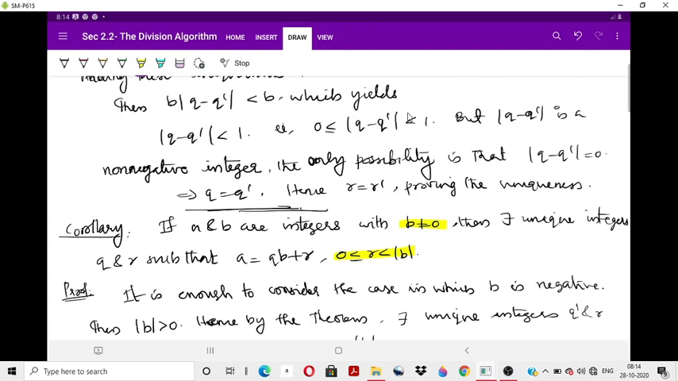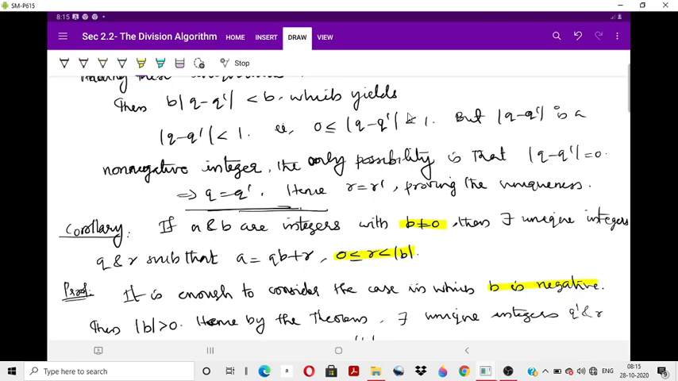Okay, so b not equal to 0 means there are two possibilities, either b is positive or b is negative. For the positive, we have already proved the theorem. So now we need to prove only the case when b is negative. So assume that b is negative. Then we can have modulus of b, which is positive. So apply the same above theorem with mod b.